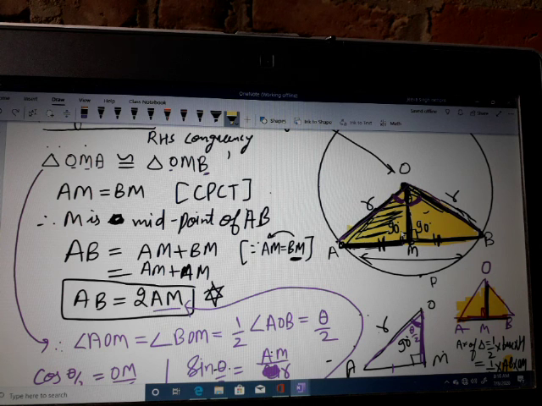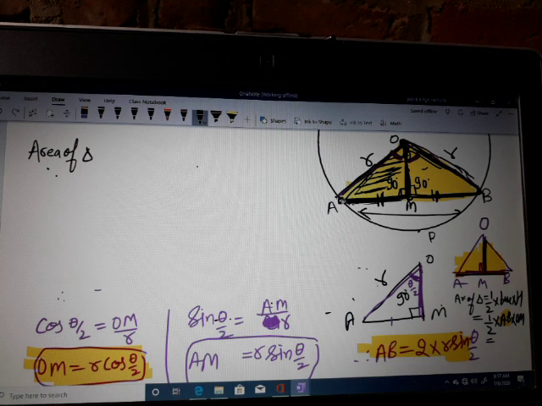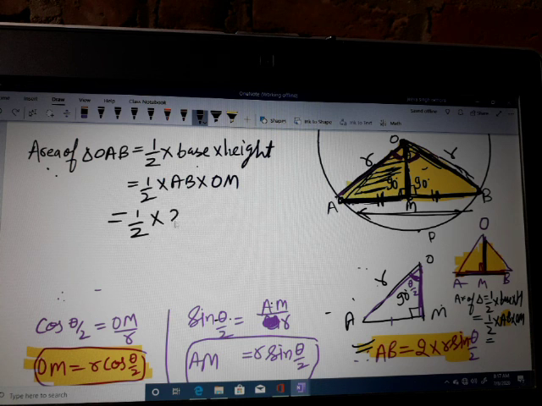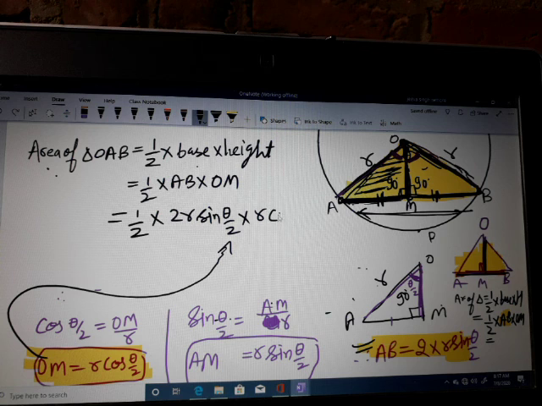I hope you understand. I will explain this through an example. Let's start. Again I am writing, area of triangle OAB equals 1 by 2 base into height. This side AB is the base, so 1 by 2 into AB, and the height is OM. I am writing what AB is: 1 by 2, base is 2 r sin theta by 2, into OM, which is the height, that is r cos theta by 2. Simply you can solve by putting this value.